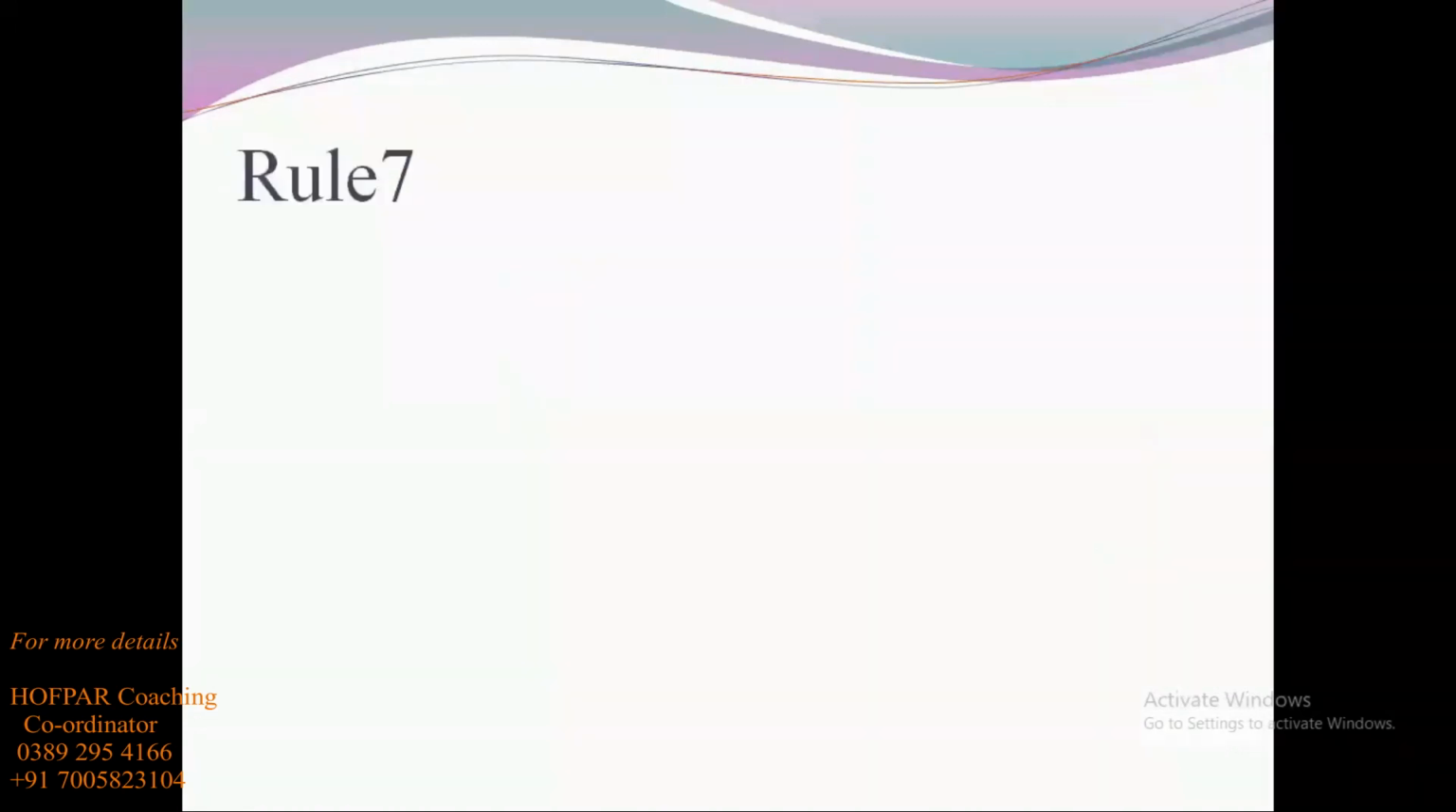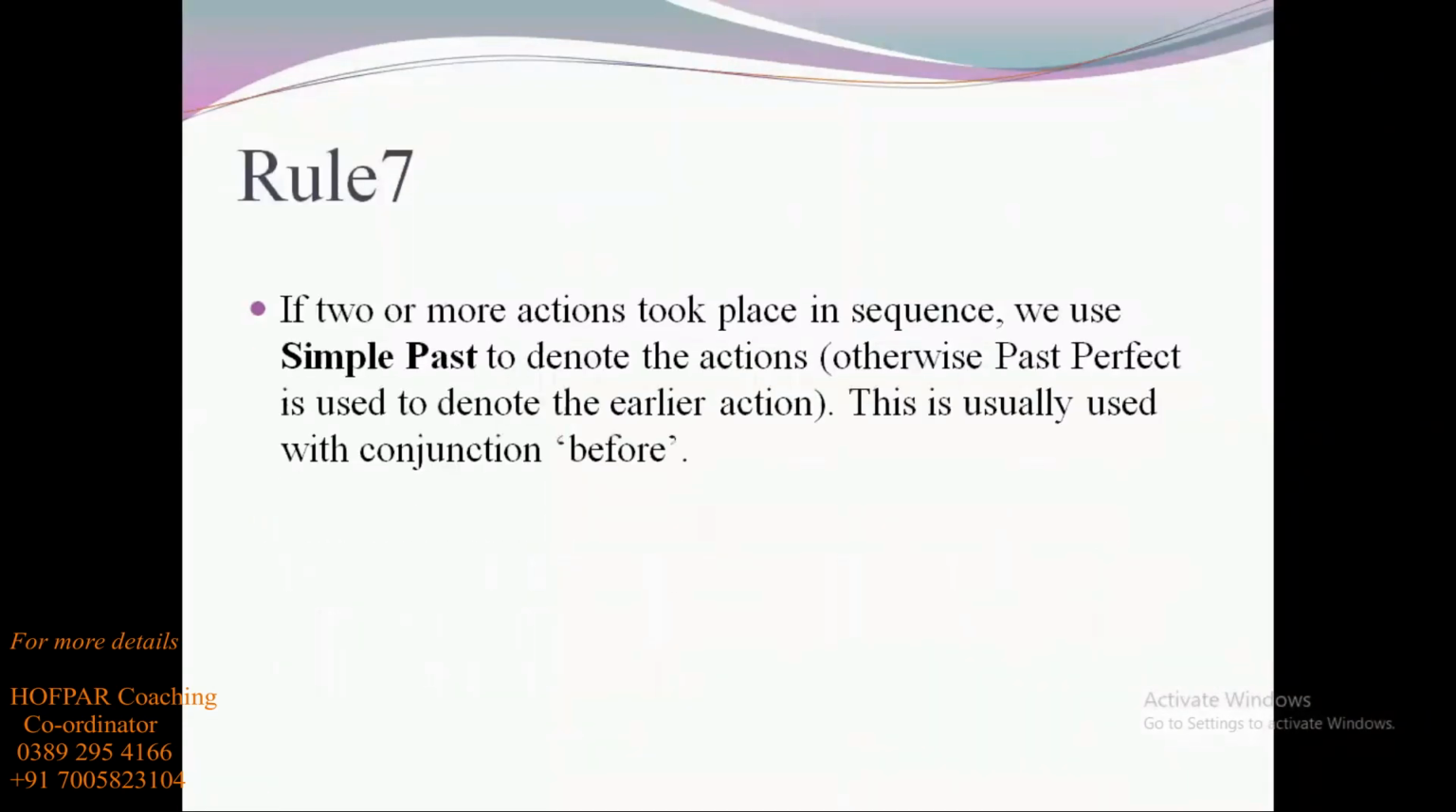If two or more actions took place in sequence, we use simple past to denote the actions. Otherwise, past perfect is used to denote the earlier action. This is usually used with conjunctions like before.